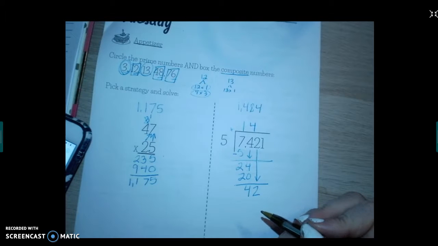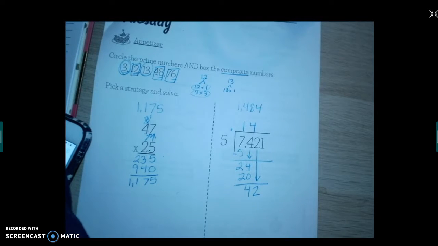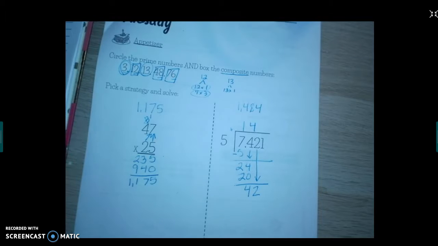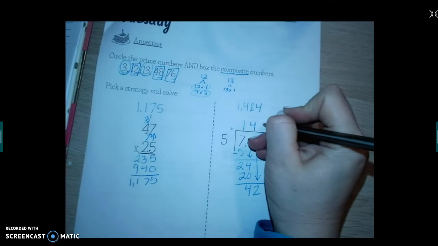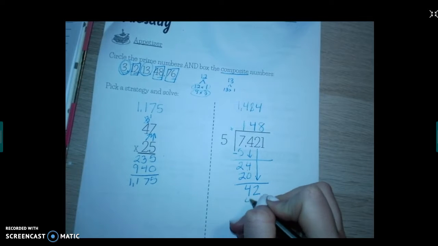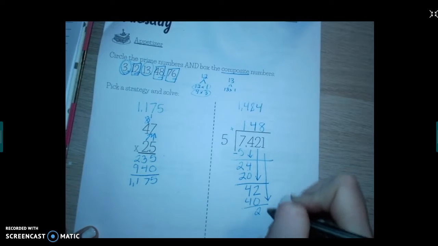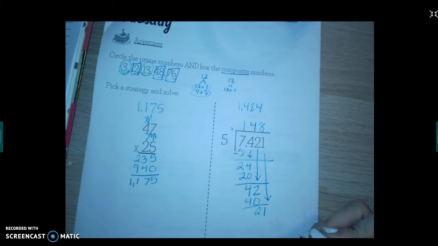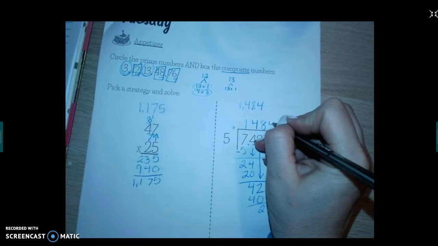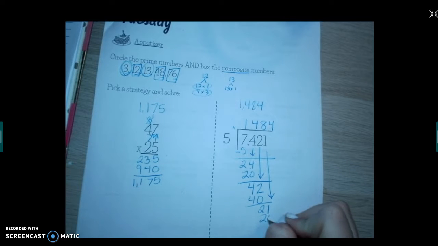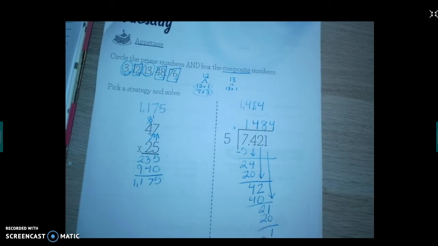5 goes into 42. Is that right? Five goes into 42 8 times. 5 times 8 is 40. 42 minus 40 is 2. Just have to bring down the 1. 5 goes into 21 4 times. 5 times 4 is 20. And you go ahead and subtract. We know because 5 does not go into 1, that 1 is our remainder.